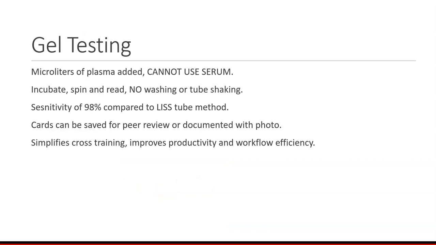One big thing to remember about gel testing, it uses microliters of plasma, very, very teeny tiny amounts, and you cannot use serum. The reason you cannot use serum is it can cause false positives if the serum is not completely clotted. And so EDTA plasma is used, and because we do not like to share in the blood bank, there are pink and there are purple EDTA tubes. And the pink is for blood bank.